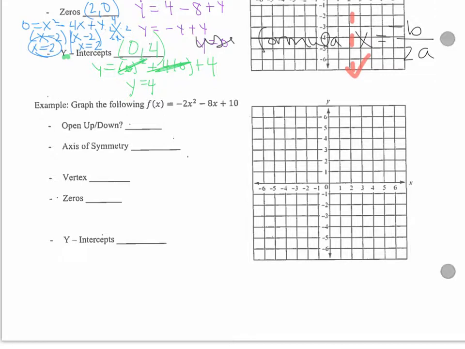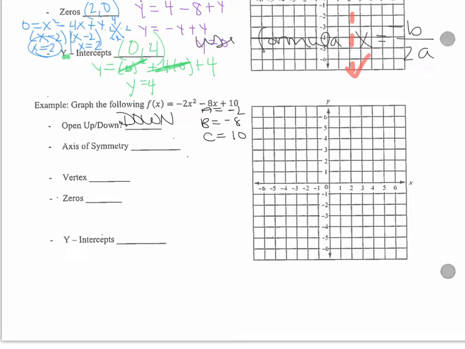So first thing I want to do is label A, B, and C to make my life easier. A is -2, B is -8, and C is 10. So does it open up or down? It opens down. So it's going to open down like a frowny face.